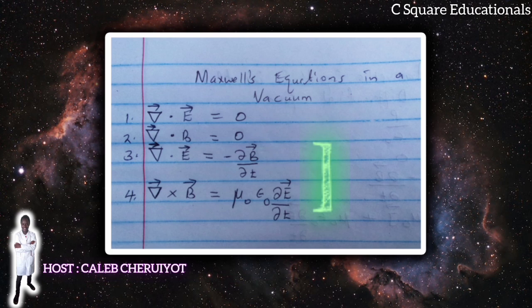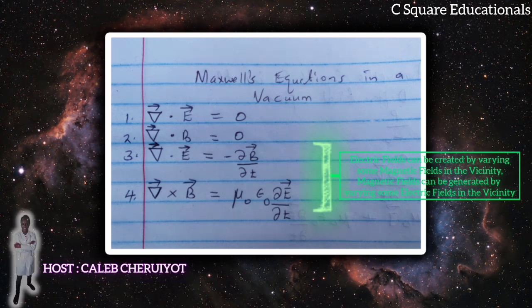The other two equations deal with how these continuous electric and magnetic fields behave. The third tells us that the electric field can be created by changes of magnetic fields in the vicinity. Same as the third, the fourth equation tells us that we can get some magnetic fields in the vicinity by changes of electric fields. Both of these fields must be at right angles to one another for one of these fields to generate the other.